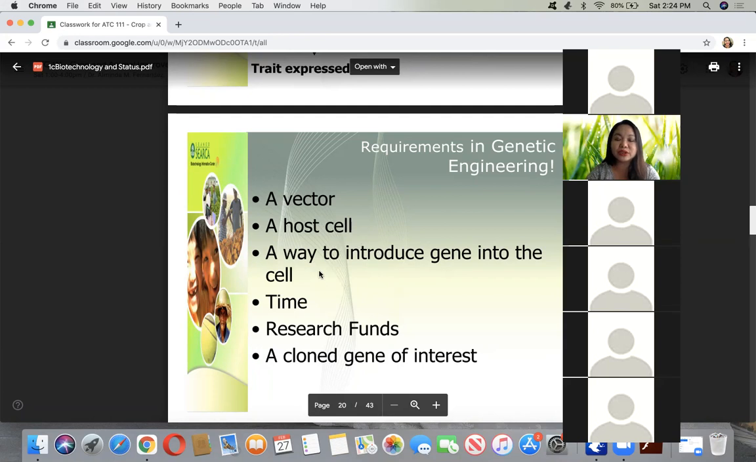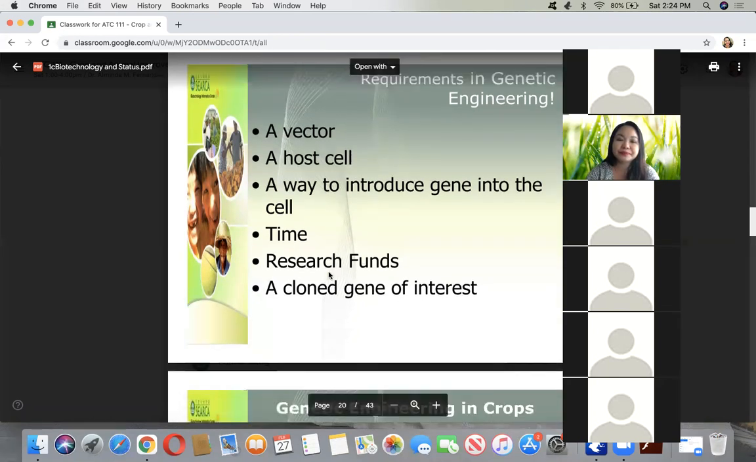There's a lot of procedure now, which will also be discussed in the next topics. And of course, you need time, a lot of time. No? To do this, traditional breeding would even take 20 years or more. But with genetic engineering, it also takes time, no? Because you need to have trials, a lot of trials, before it is released to the public.